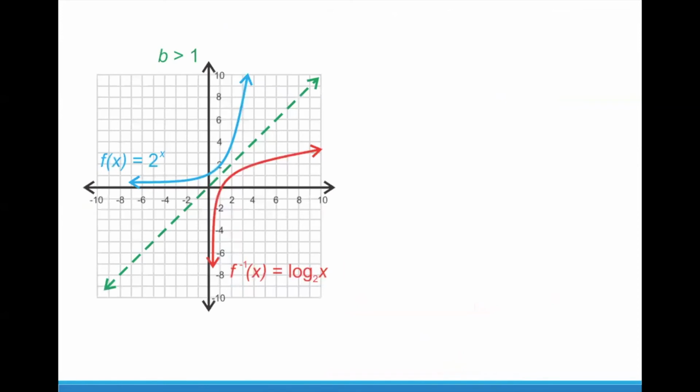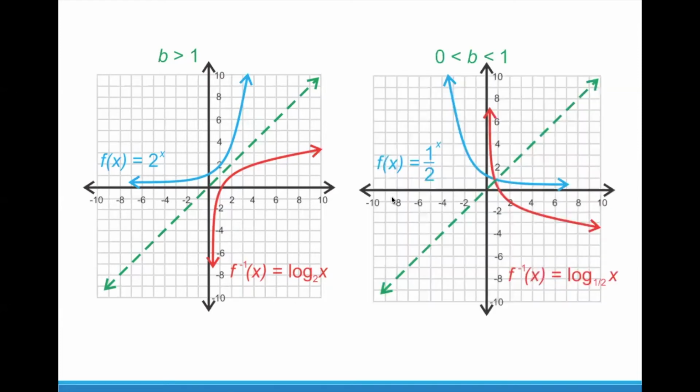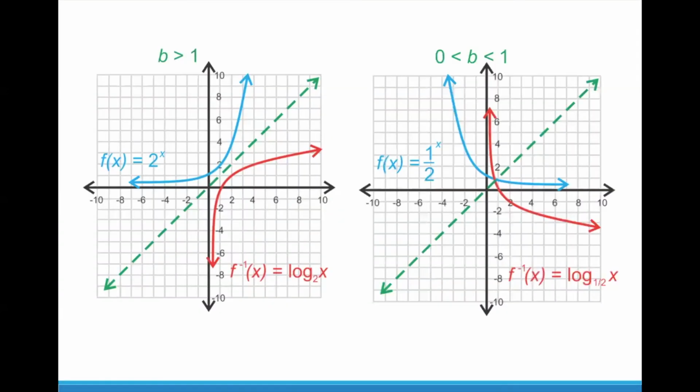To be specific, here, the base being used is b. So b is greater than 1. You have the basic function f of x equals 2 raised to x, and its logarithmic function is log of x to the base 2. And if b is between 0 and 1, we have f of x equals 1/2 raised to x, and f of x equals log of x to the base 1/2. As you can see, they are just inverses of each other.